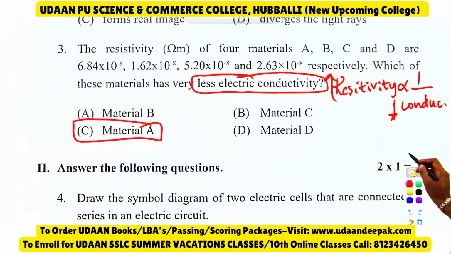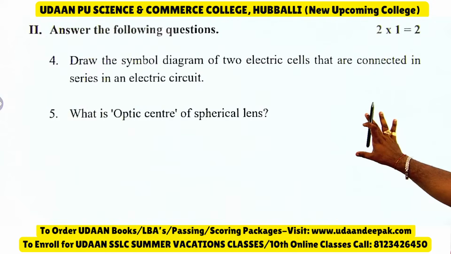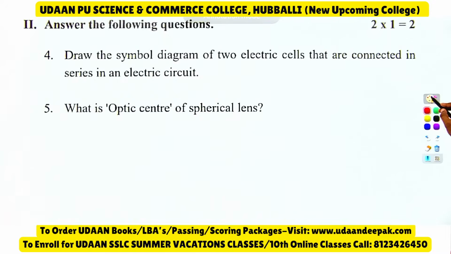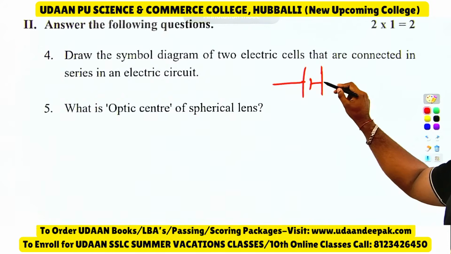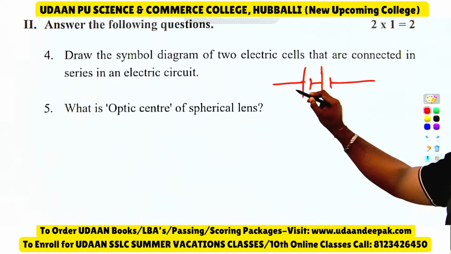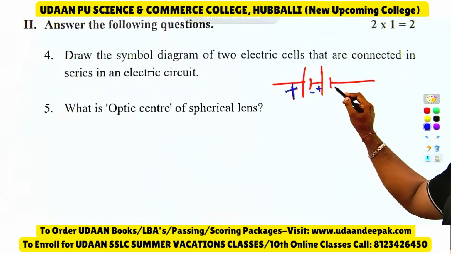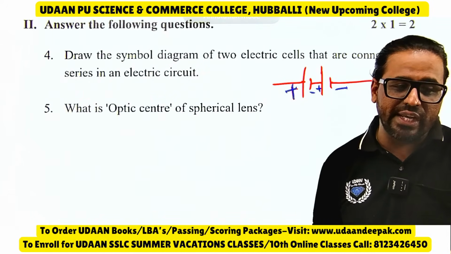Yes. Now coming to the next one: draw the symbol of two cells that are connected in series. Two cells, connected in series. So this is how you should do this one. This is how you should solve it in the exam. Positive, negative, positive, negative. This is how you draw two cells in series.